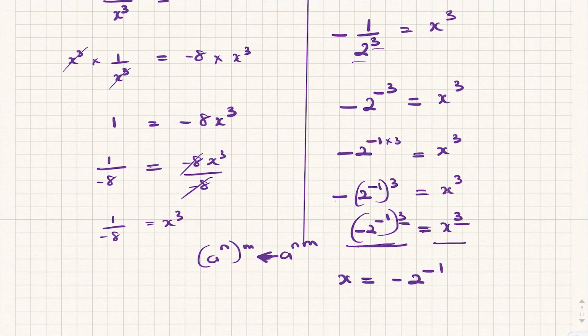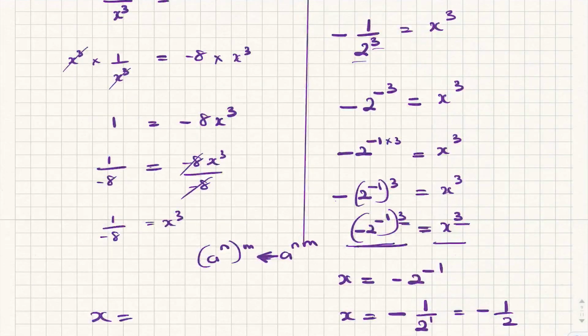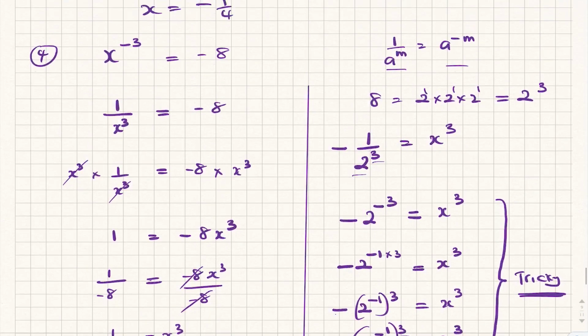So in this case, I get x to be equal to minus 1 over 2 to the power of 1, which is minus a half. So x equals minus a half. So that was a tricky one. The trickiness is between here and there. That's the trickiness. That's tricky. So you just have to watch out for those tricky situations.